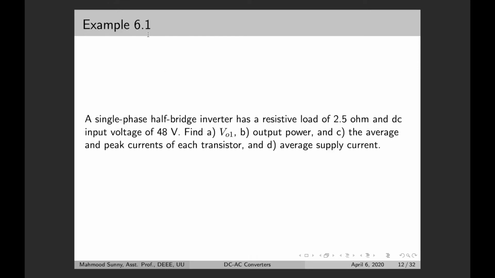Now we can look at an example. A single phase half bridge inverter has a resistive load of 2.5 ohm and DC input voltage of 48 volts. Find the fundamental components of the output voltage, output power, average and peak currents of each transistor, and average supply current.